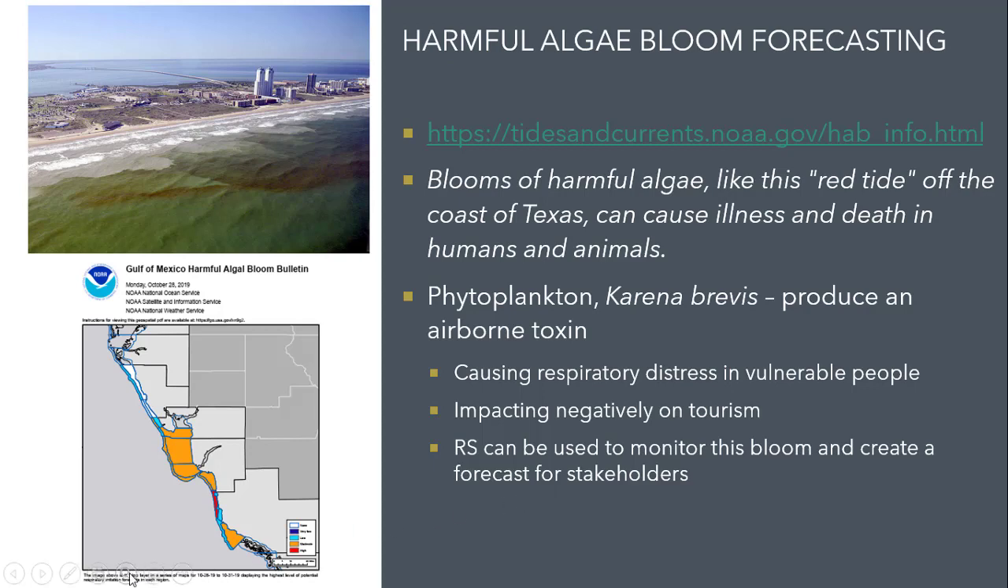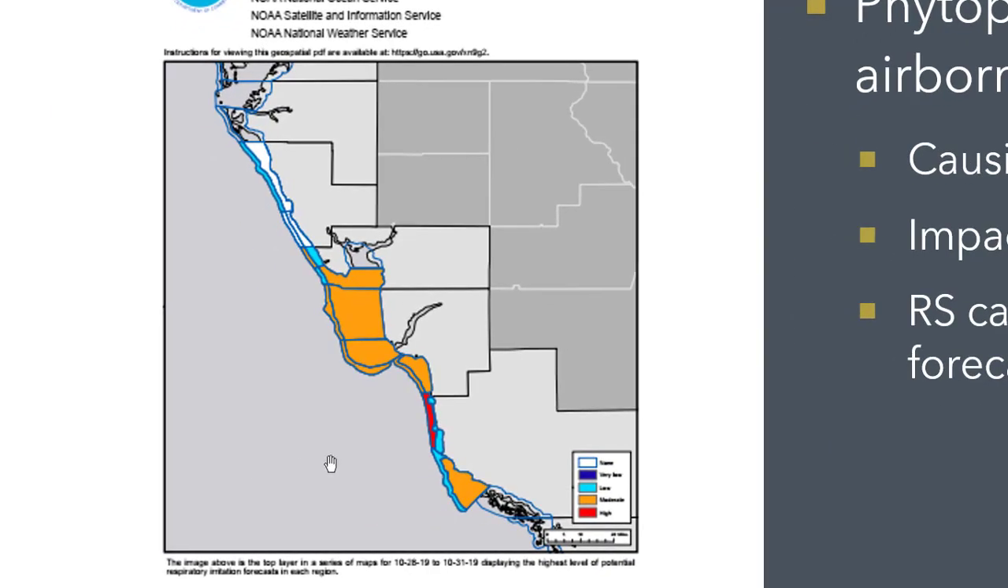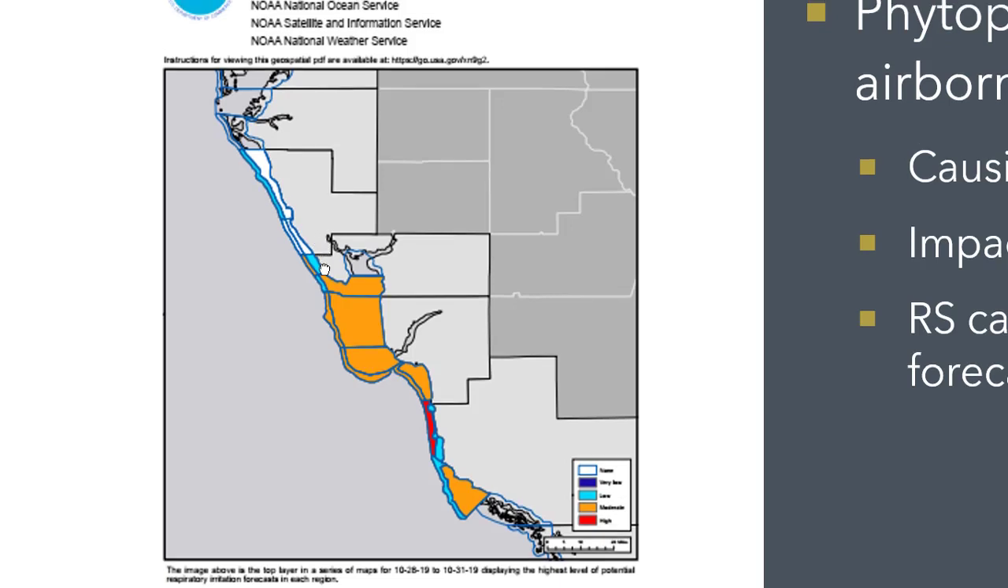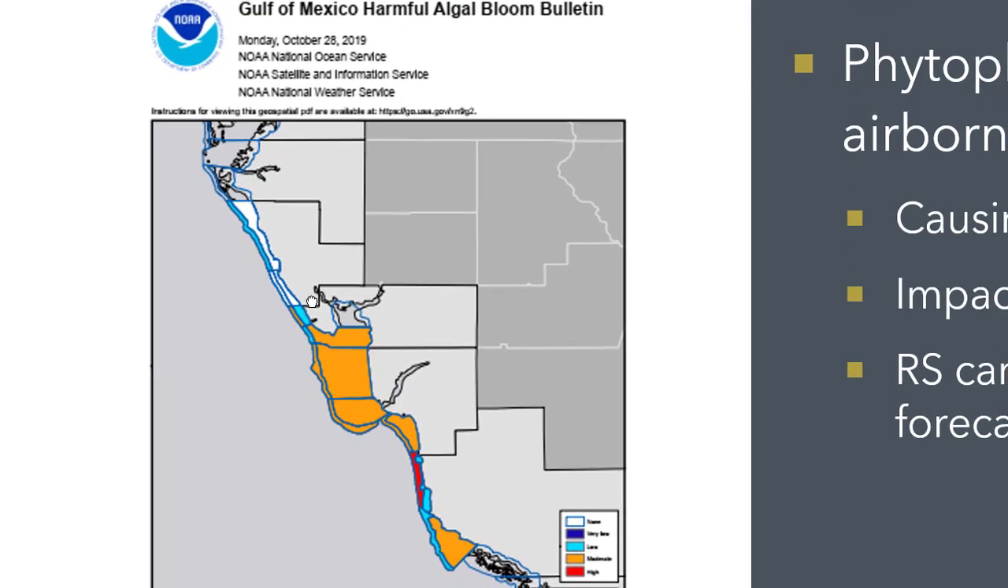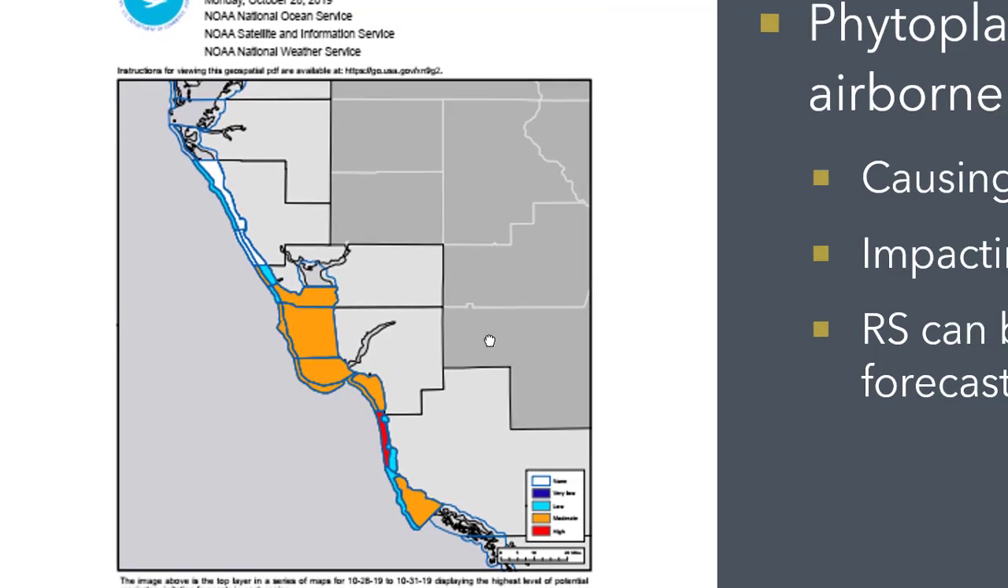Here is a recent example of some of the advisory that was given, and where it is highly likely to find the algal bloom. For example, around here where we have the red and then the orange, moderate, and the blue we have low, and in the whitish area we have low or no incidence of the red tide or the harmful algal bloom. So this is a bulletin that was released on October 28, 2019, based on satellite and remote sensing for this area.